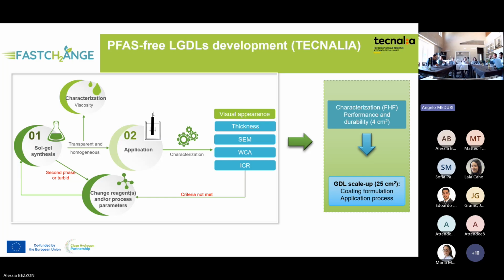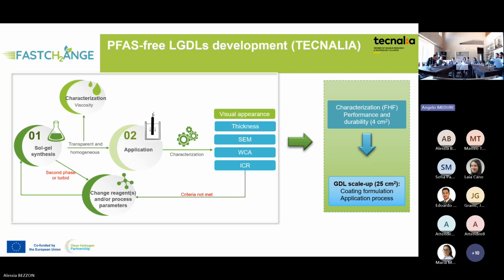Okay. Then here is our process flow. So we do a sol-gel synthesis, then we check that the solution looks uniform and there is no phase separation. If that is the case, we go on to measure the viscosity over time in order to check the stability of the solution, and we apply it to the GDL, for the moment by dipping.